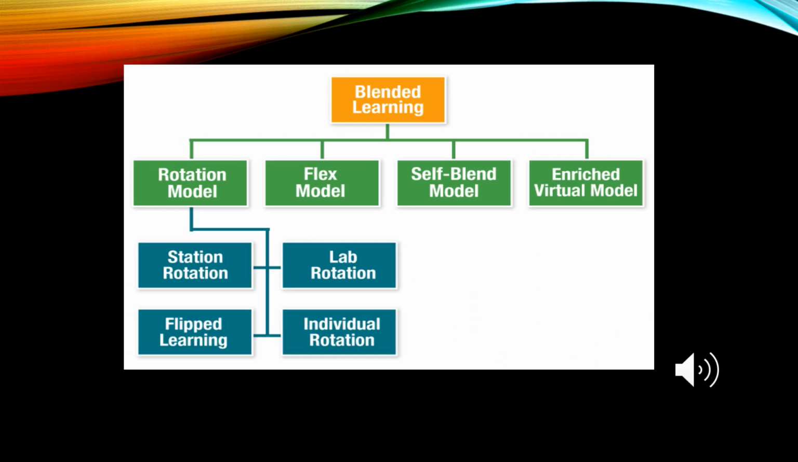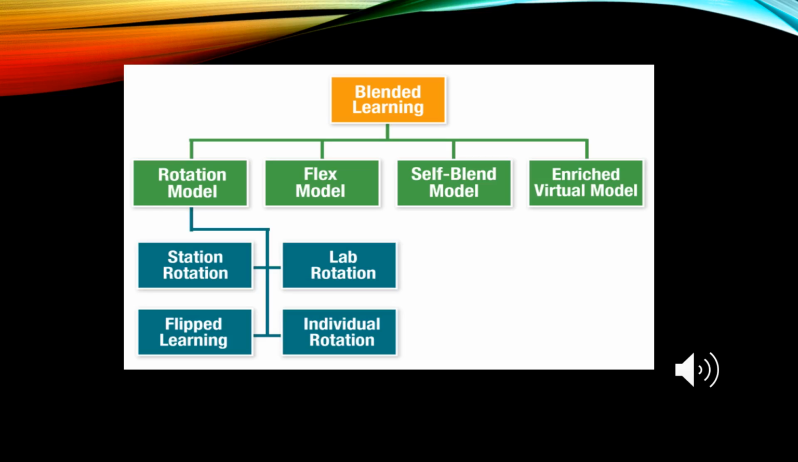There are 4 types of blended learning models. There is the rotation model, the flex model, the self-blend model, and the enriched virtual model. I'll be focusing on the rotation model and the flex model because those are 2 that can be implemented the easiest at an elementary school level.